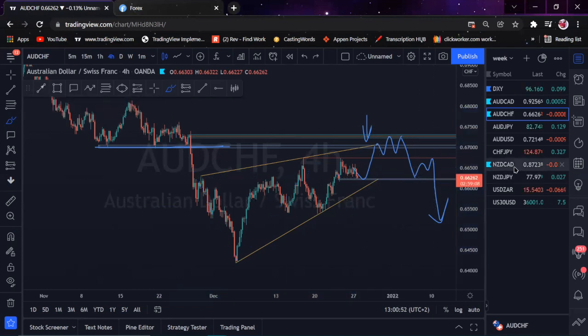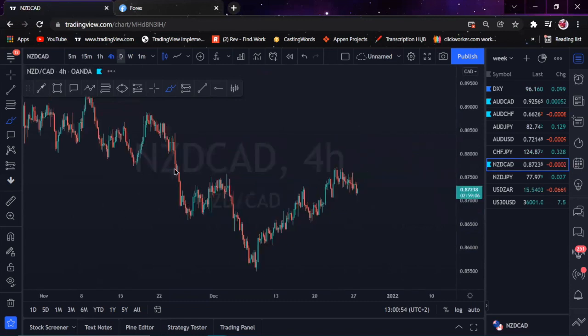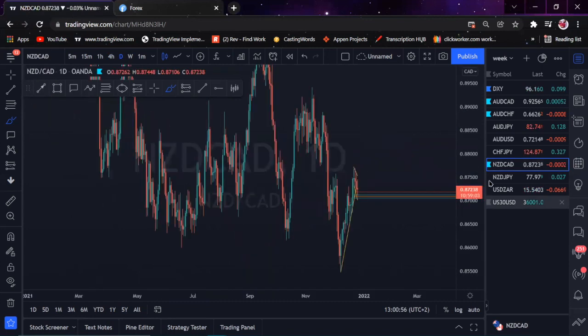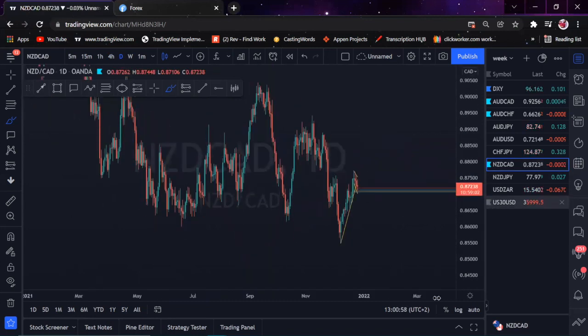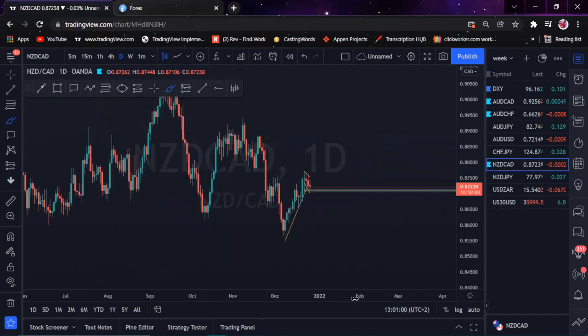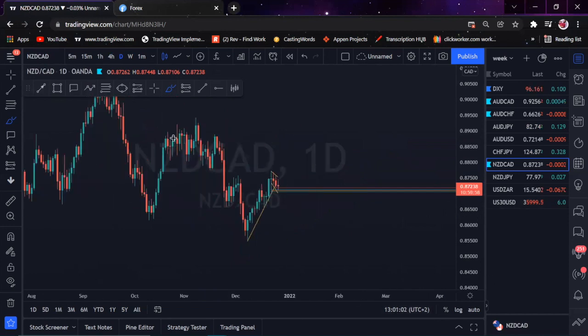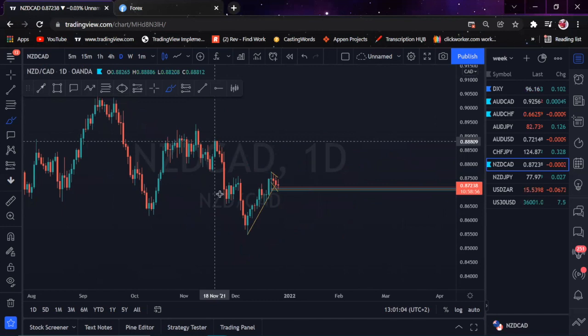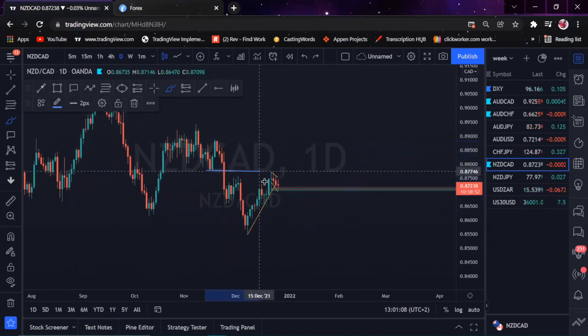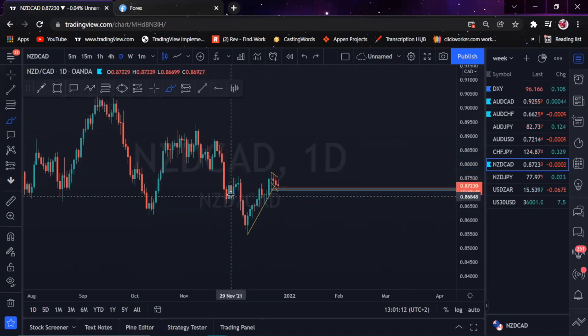Let's go on to the last pair that we're going to have a look at for today's weekly market forecast, and that is New Zealand dollar CAD. So guys, on New Zealand dollar CAD, what we have basically here in terms of structure is we've got prices coming down nice and impulsively, breaking below these most recent support structures over there. Once we've broken below these support structures, we've seen prices coming back, almost retesting the area, but we've seen a nice follow through on some momentum.